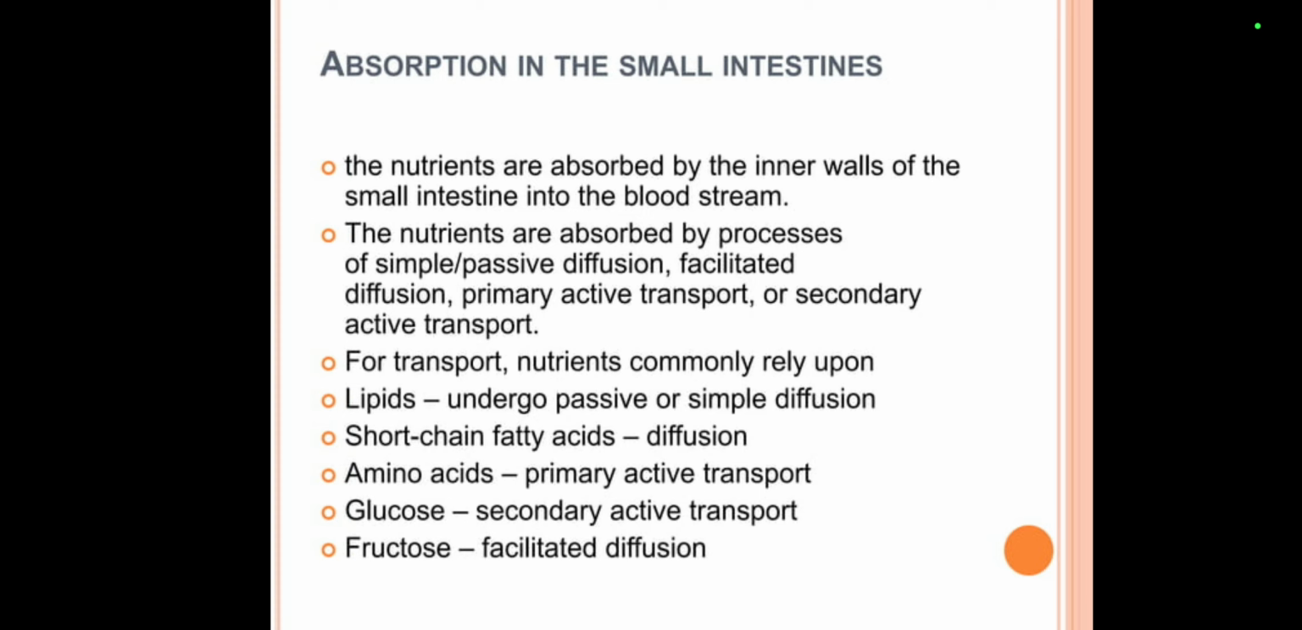All of these are transportation mechanisms that make possible the absorption of nutrients in the small intestine. So in segregating the nutrients, including macromolecules, what transportation do they have? Lipids are more on passive and simple diffusion. Short chain fatty acids, more on diffusion. Amino acids, primary active transport. Glucose, secondary active transport. And fructose, facilitated diffusion. That is how the nutrients are absorbed by the small intestine.